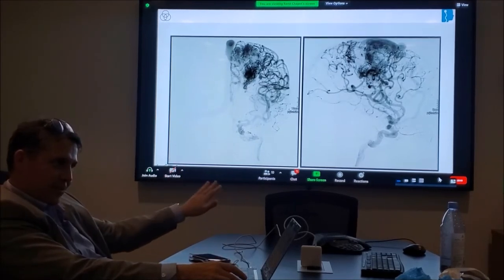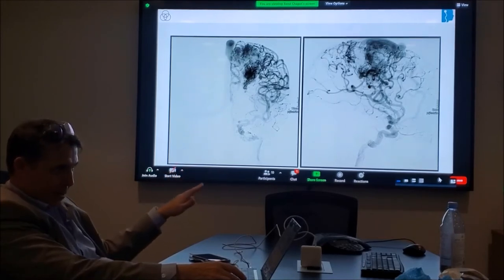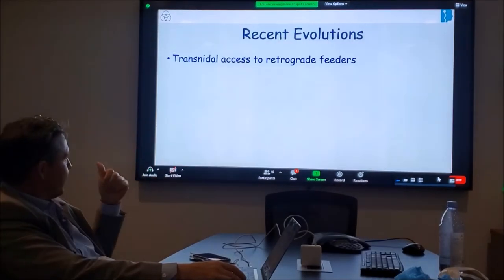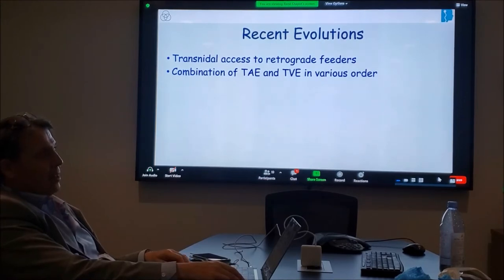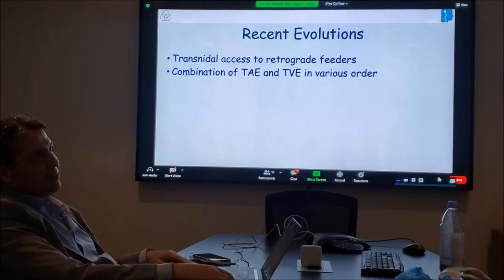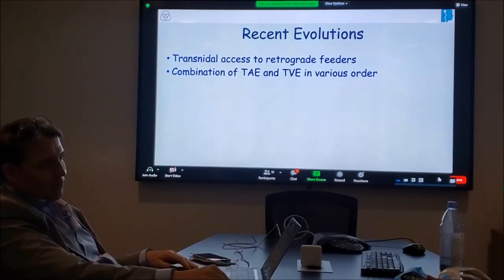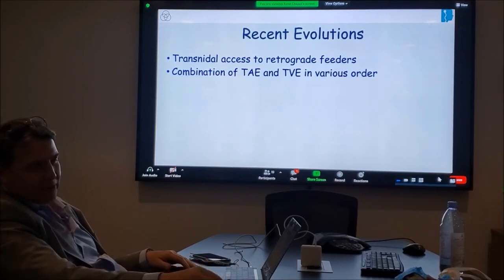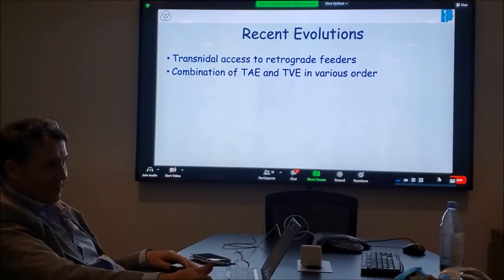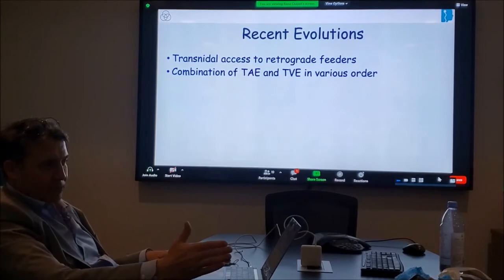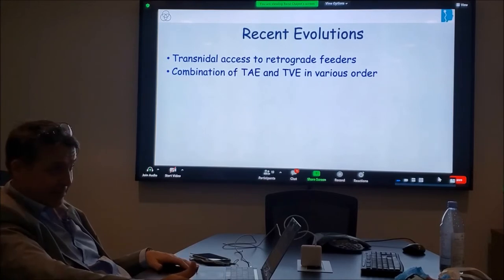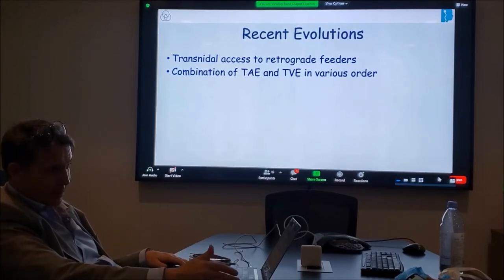So this is point one, trans-nidal access to retrograde anastomosis, where fusion of 3D helps a lot. Point two, combination of TAE and TVE, trans-arterial and trans-venous. Our learning curve in transvenous has been that a small AVM, deep located, which is the worst for all other techniques, is the one to be treated because it is easier to access by the deep venous system. And if it's not large, don't forget, when you occlude the vein, you're condemned to success. If you leave some shunts and the vein is gone, the AVM will blow up. So this is scary, and that's why you cannot treat too large.